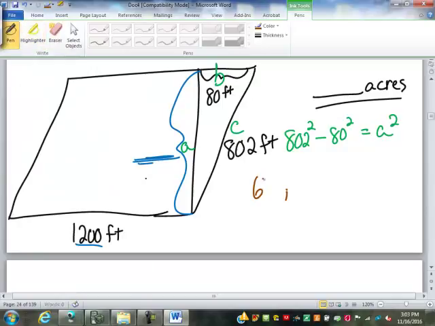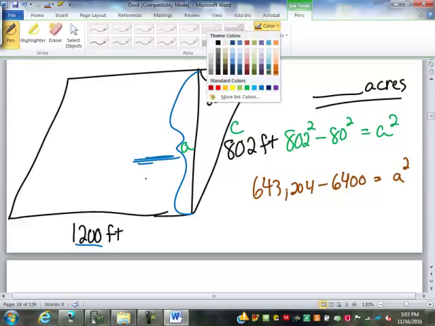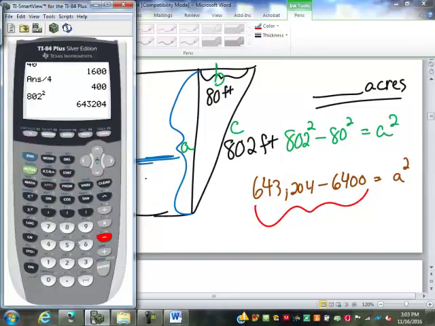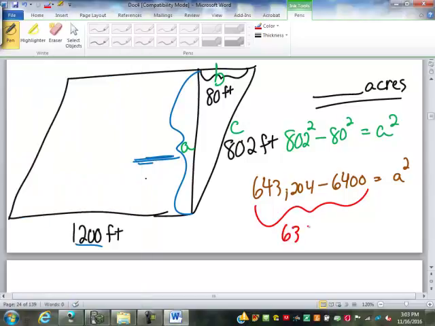So 643,204. Thank you. 80 squared is 6,400. Perfect. Now we subtract those. What do we get?